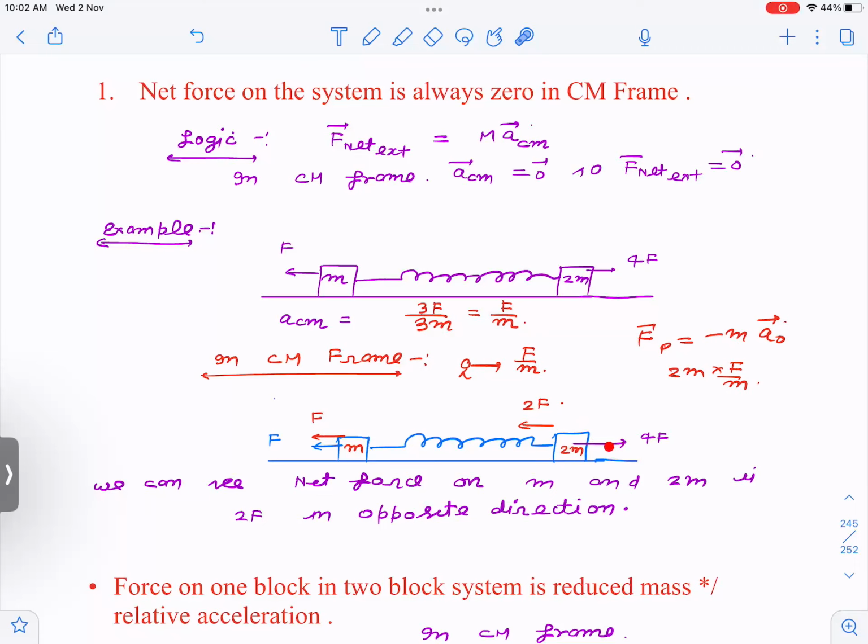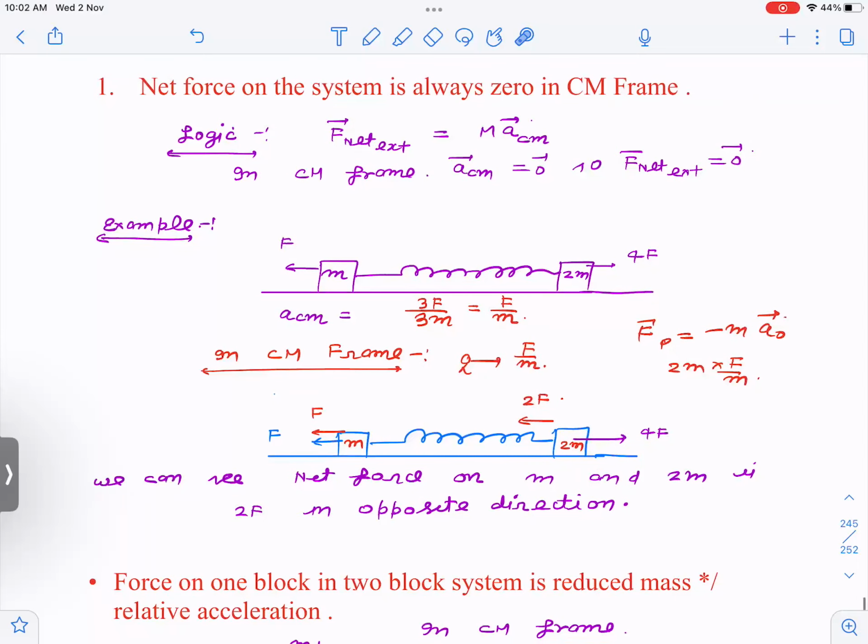4f minus 2f becomes 2f in this direction, right? That is what we were thinking, that it has to be that way only. If on mass m a 2f force is acting in this direction, then on mass 2m also a 2f force should be acting in the opposite direction. That is what this means, right? I hope everyone has understood. So that is what I've written here. We can see that net force on m and 2m is 2f in opposite directions. So in exam, if you calculate net force on this once, then you don't need to calculate on this. Directly, if you're getting 2f here, apply 2f here and solve the question.